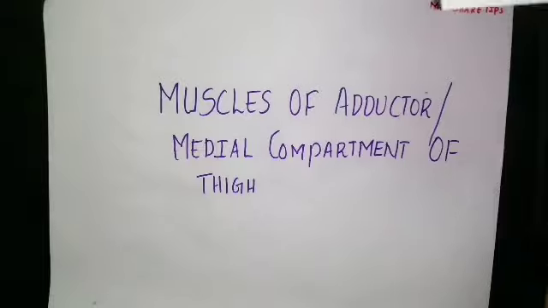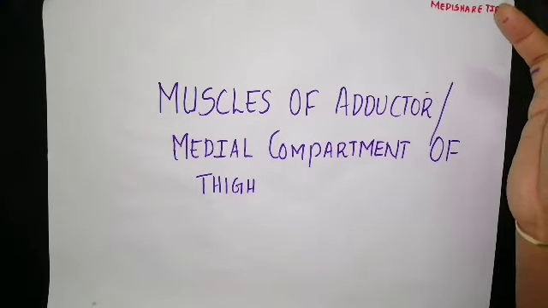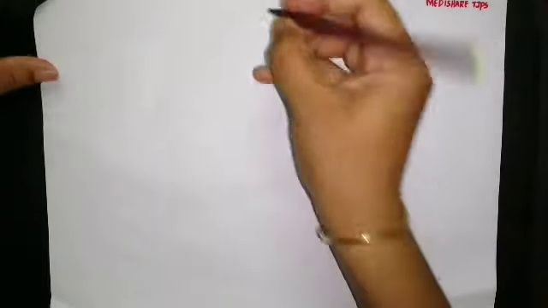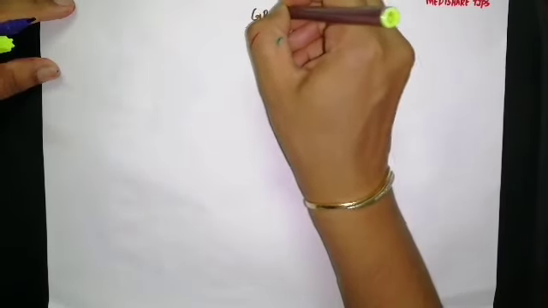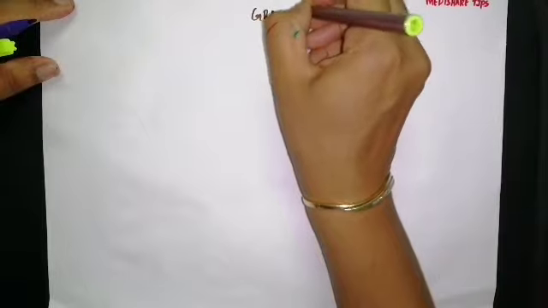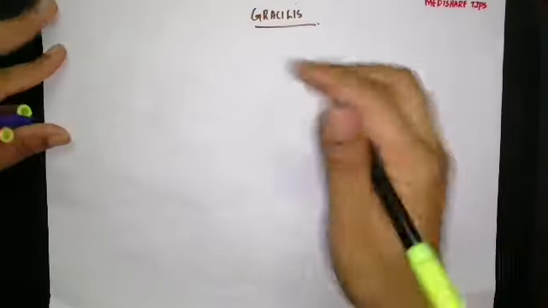Now which is the other muscle belonging to the superficial stratum? That is the gracilis muscle. Now what is the origin and insertion of this muscle?